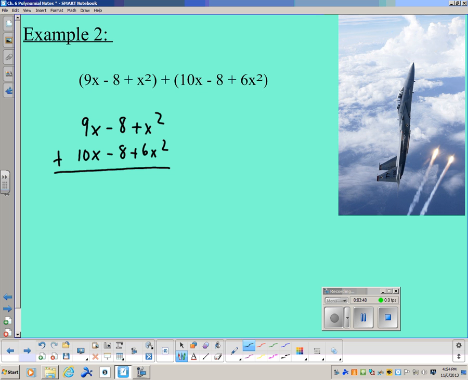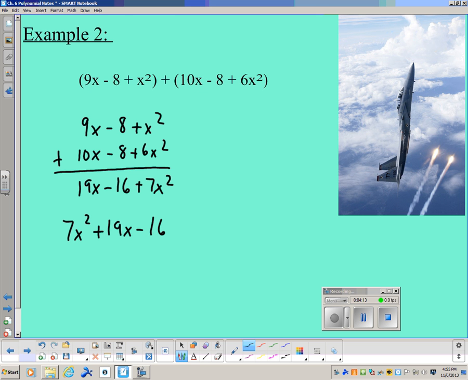I'm going to add together my like terms. So 9x plus 10x is 19x. You've got a negative 8 plus a negative 8 gives me a minus 16. And I've got a 1x squared plus a 6x squared is a 7x squared. And then I'm just going to put them in the correct order here. The x squared term there goes first, then the x term, and then last my constant term.